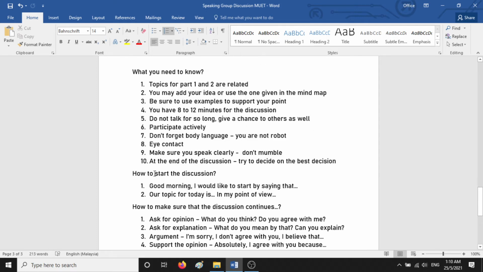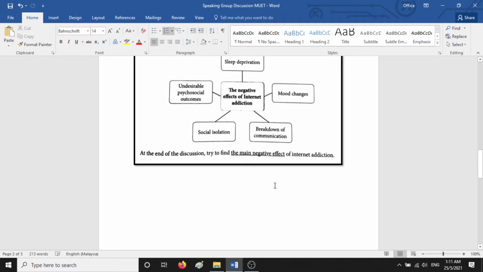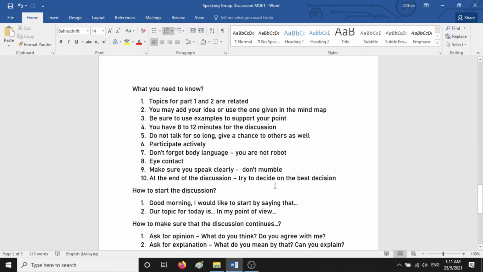How to start the discussion? This is how we start. Somebody in the team, there are 4 of you, so somebody from the team has to start by saying, good morning, I would like to start by saying that the internet is blah, blah, blah. So you start talking. Or you can say, our topic for today is internet addiction, something. And then, in my point of view, I think social isolation is blah, blah, blah. So that person can start.